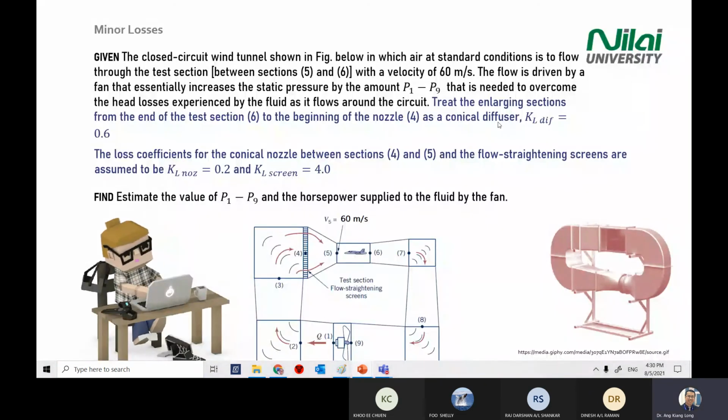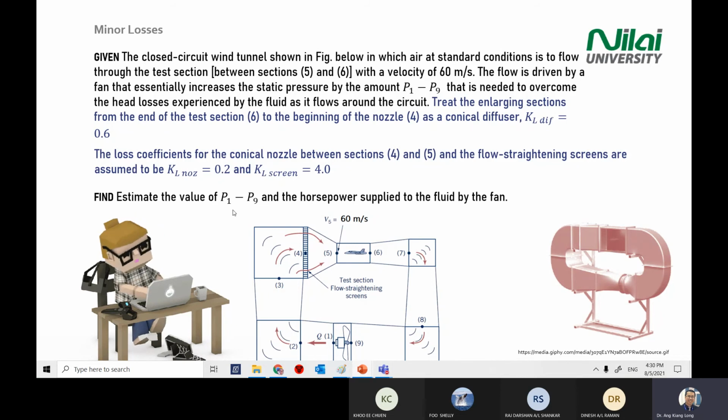But anyway, you're given the KL value from 4 to 6. And then for 4 to 5, there is a KL value here. And the screen also gives you the KL. Once you see the KL value, again, KL is only used to calculate minor head loss. Don't confuse it with the major one. We are calculating minor head loss.